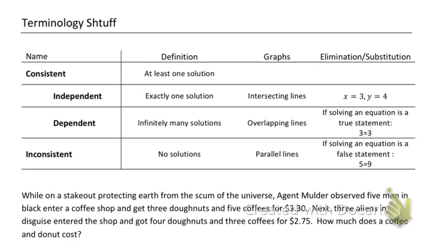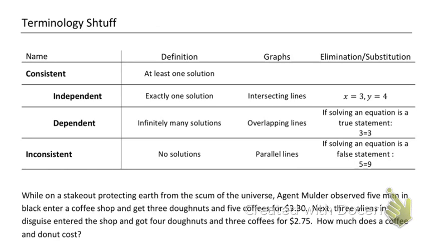independent graphs will intersect at one point. So the two from the start of this lesson would be intersecting lines, so they would be exactly one solution, so they would be independent. The two in the beginning were independent because they're intersecting lines. If I was using elimination or substitution, I know it's independent if I get one x value and one y value, just like we did in the problems before. I'll say x equals 3 or y equals 4.